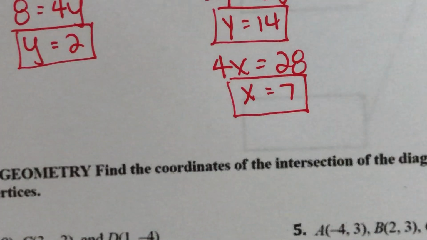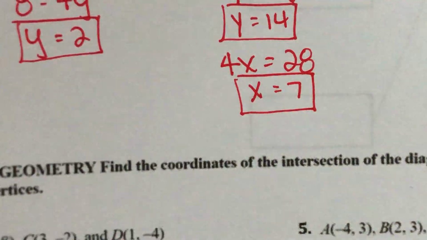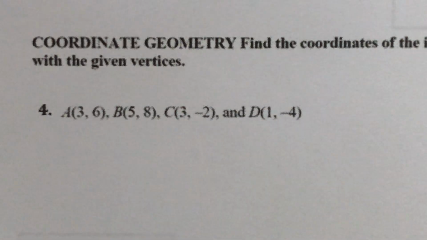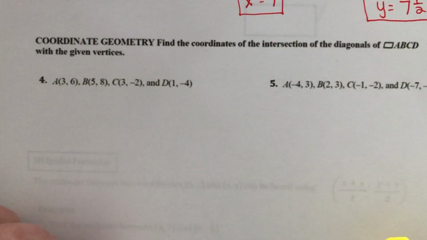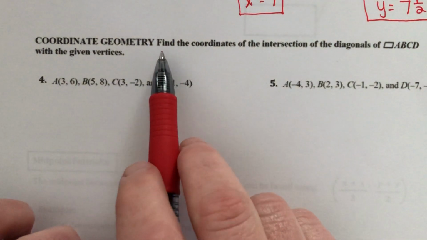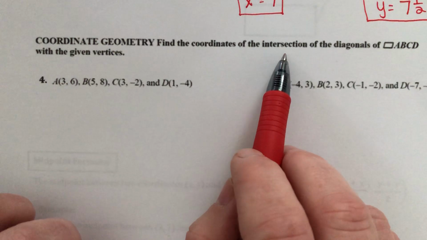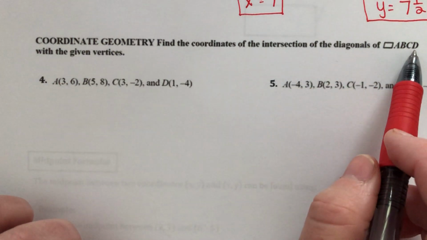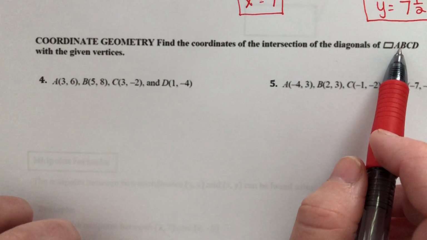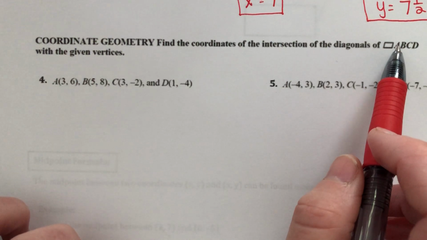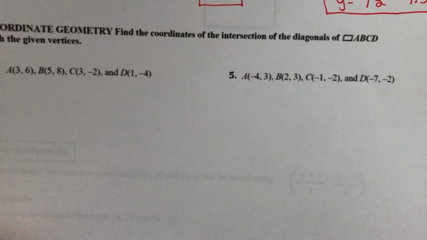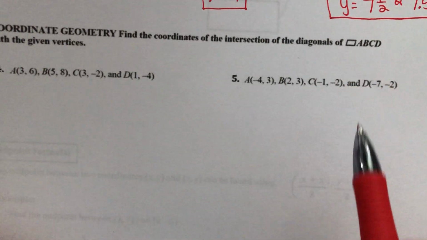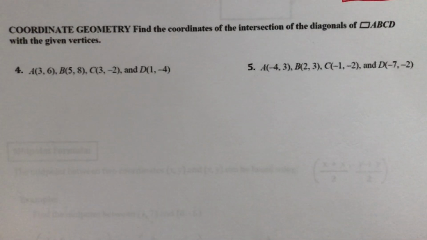Now we have two problems here that ask us about, let me back up a little bit, see if we can read this, the location of the point of intersection of the diagonals. Find the coordinates of the intersection of the diagonals of parallelogram ABCD with the given vertices. So there's no picture here. This is all we're given, right? All we know is that ABCD is a parallelogram.